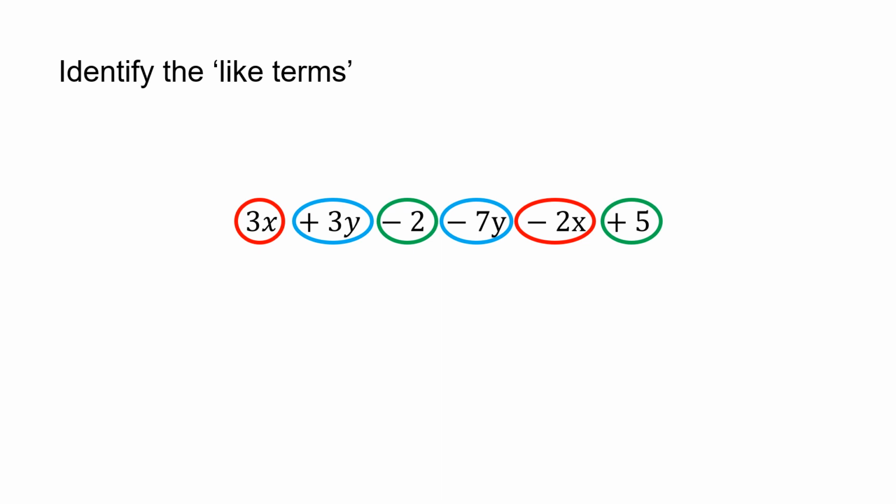But that's no problem. You can see we've identified our x terms in the red circles. These are the 3x and the minus 2x. We've identified our y terms in the blue circles. These are our plus 3y and our minus 7y. And we have our two number terms in the green circles. These are our minus 2 and our plus 5.